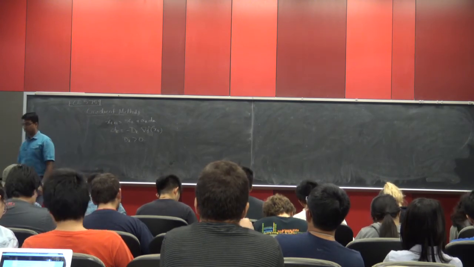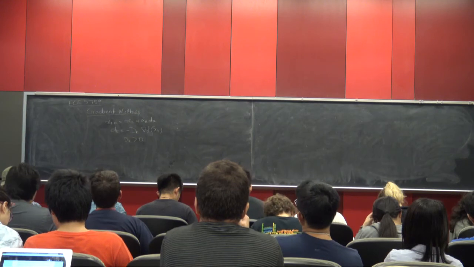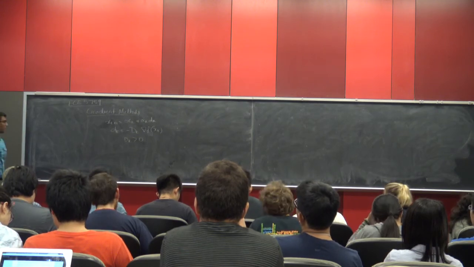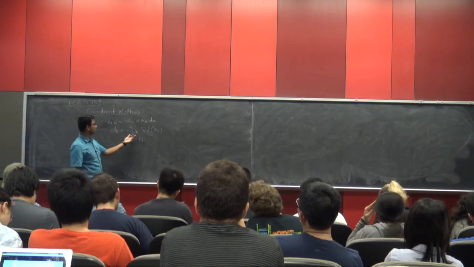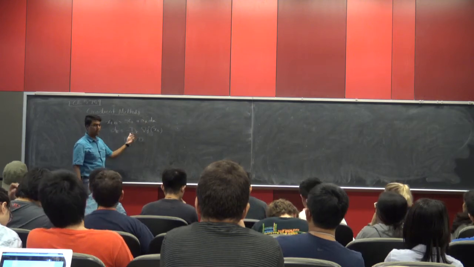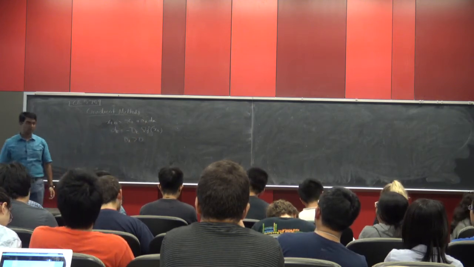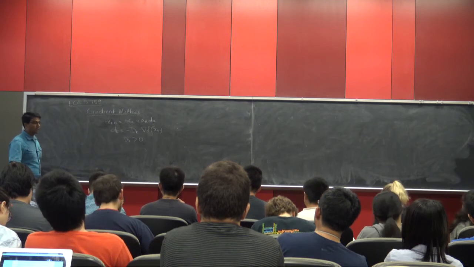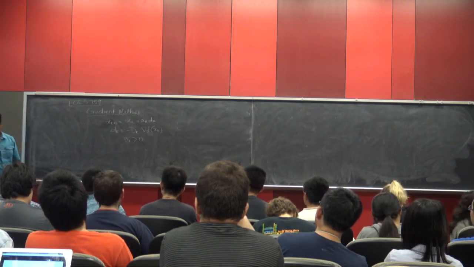Okay, so this is what is in general known as gradient methods, and we talked about what various forms of alpha_k and D_k would look like. So if D_k is the identity matrix, then it's the steepest descent method, right?